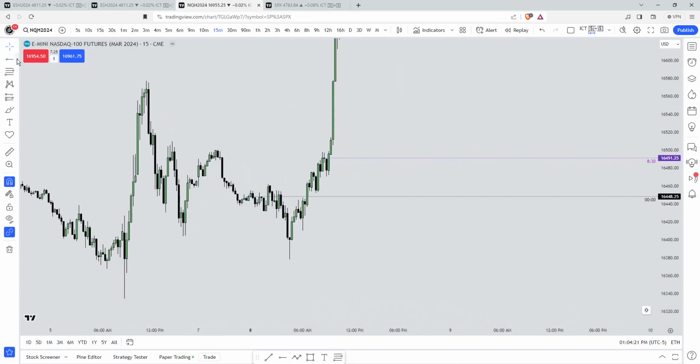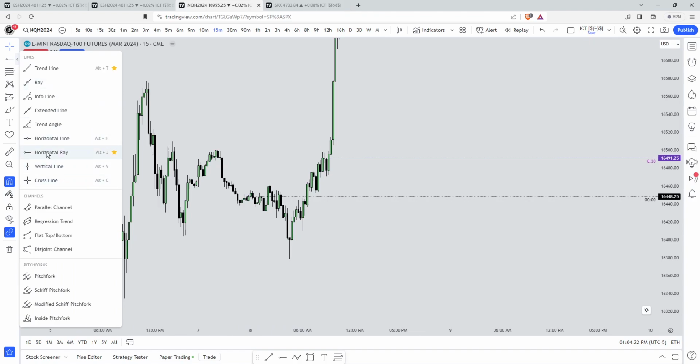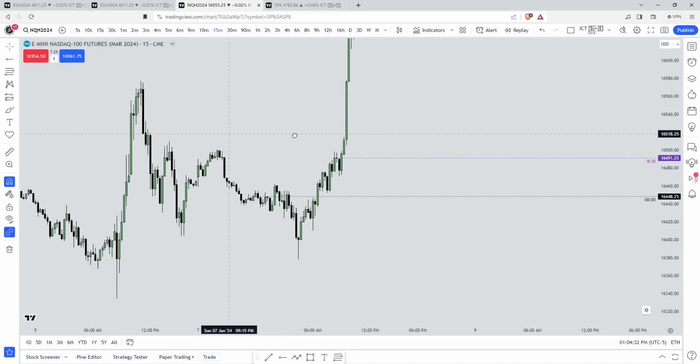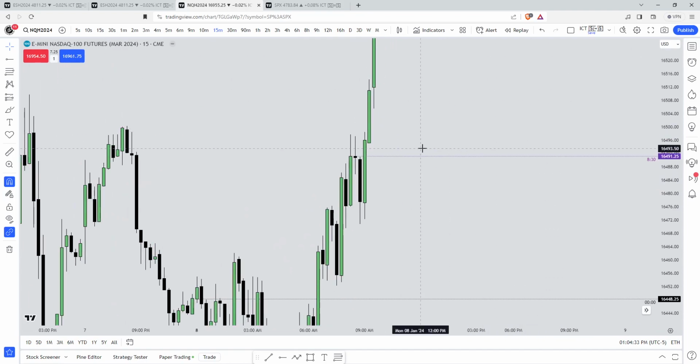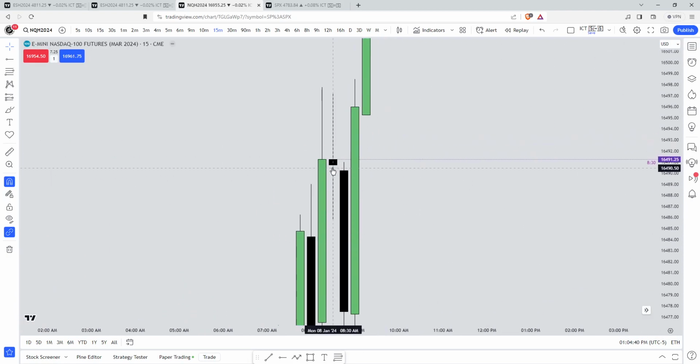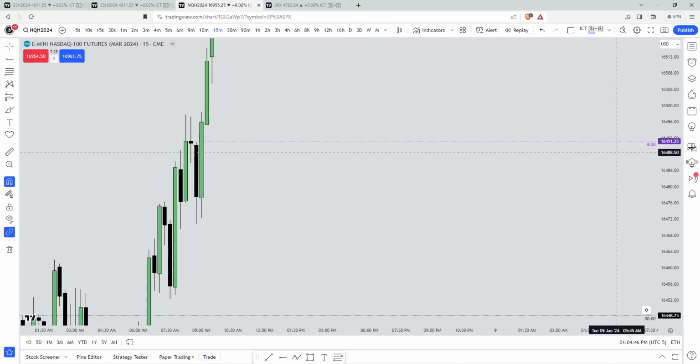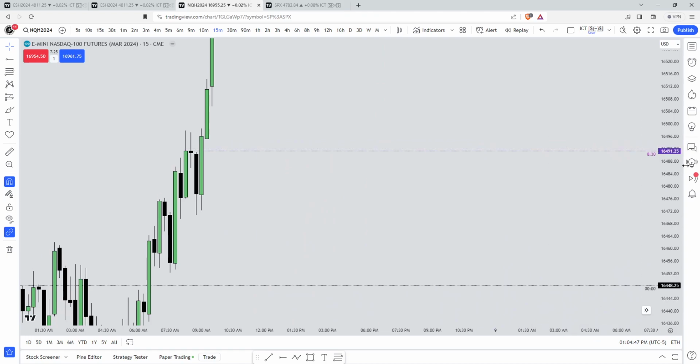Use this little horizontal ray on the left side of your chart. If you click on the left-hand toolbar, click the right arrow, you can just click, where is it at? Horizontal ray. It doesn't matter what time frame you're on, just look for 8:30 and see when that opens. I'm on a 15-minute time frame, so see the open of this 8:30 candle, mark that out. If you click on it with the horizontal ray, it'll just extend that out forever. It just keeps going out.